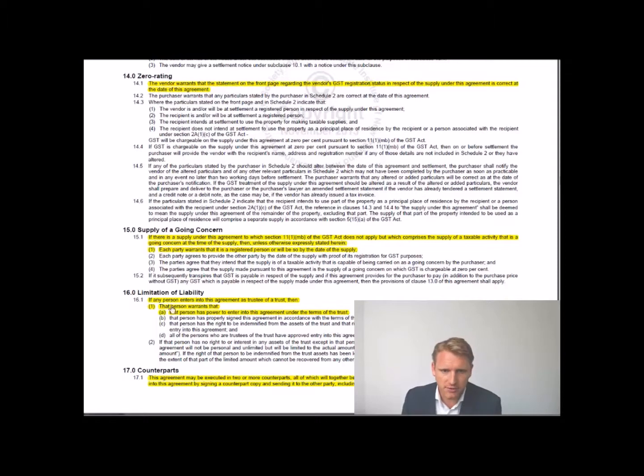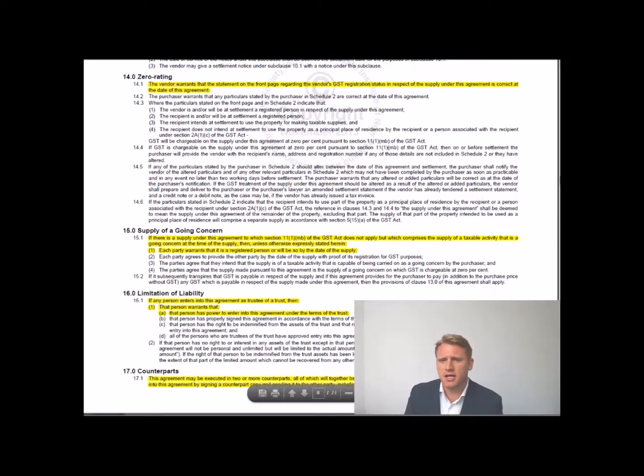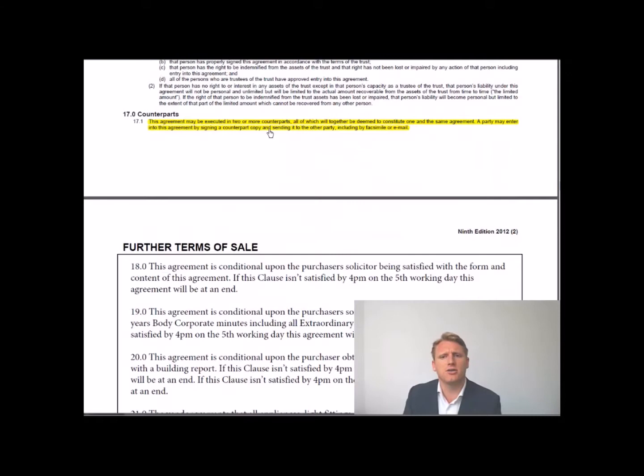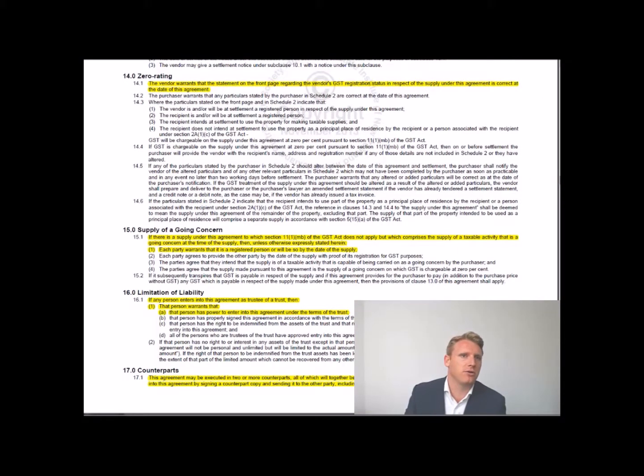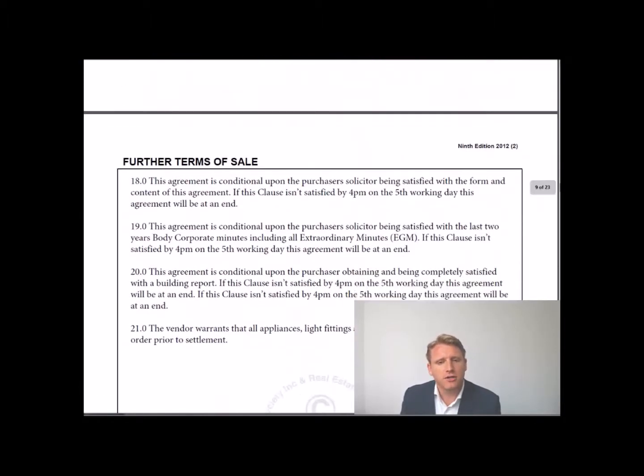Limitation of liability: if any person enters the agreement as a trustee of a trust, then that person warrants that they actually have the power to do so. Counterparts means this agreement can be copied and signed and executed by the parties. So that's when you email it to one person and they sign, and you email it to another person and they sign. So it's still the same agreement. Otherwise, you've got vendors all over the world, trustees somewhere else, wives and husbands apart, things like that.